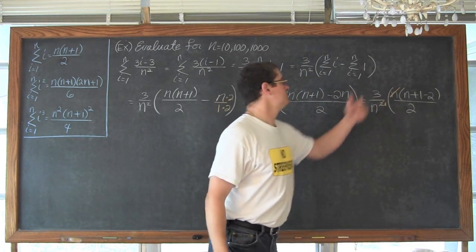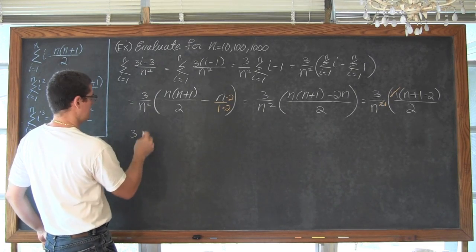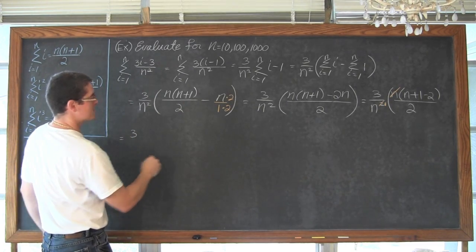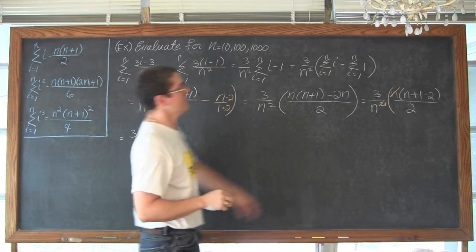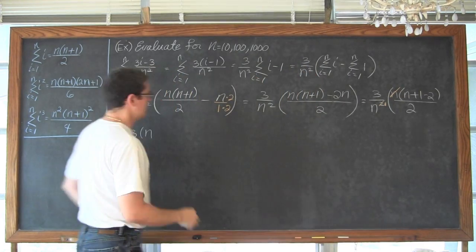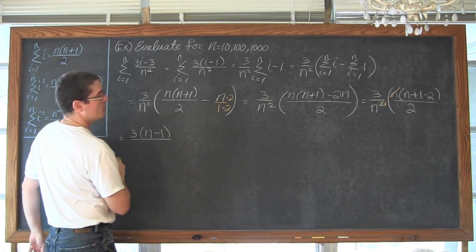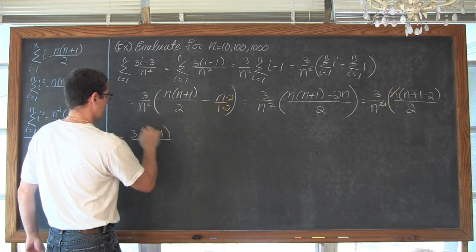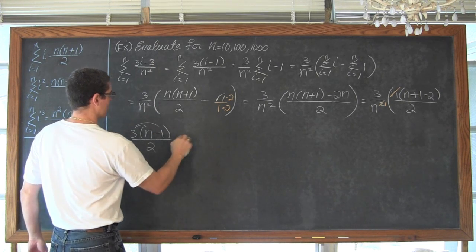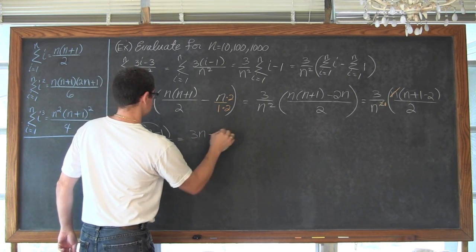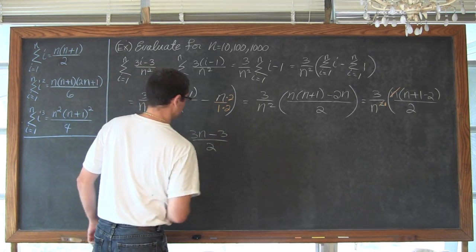We have 3 times n, let's see here, 1 minus 2 is negative 1, over 2. And let's go ahead now and finally distribute that 3 and get 3n minus 3 over 2.